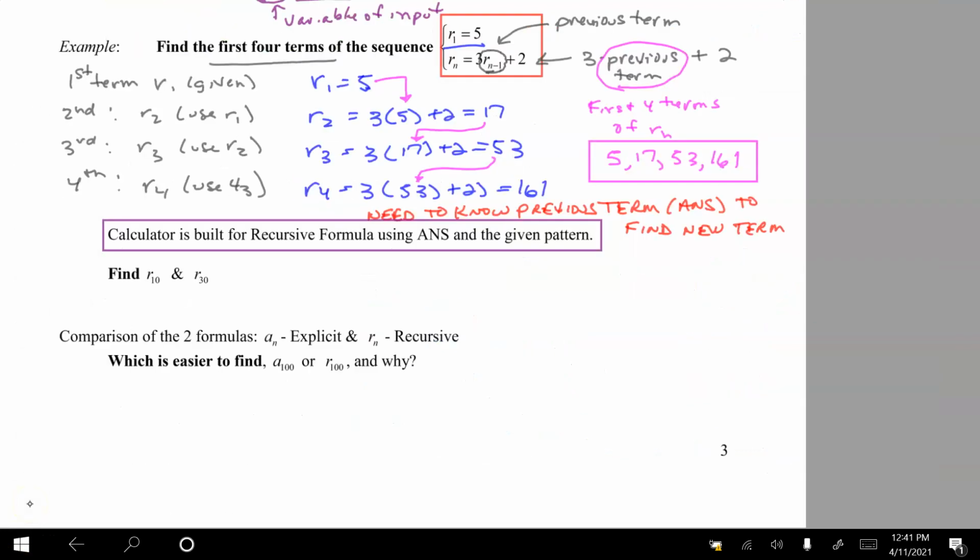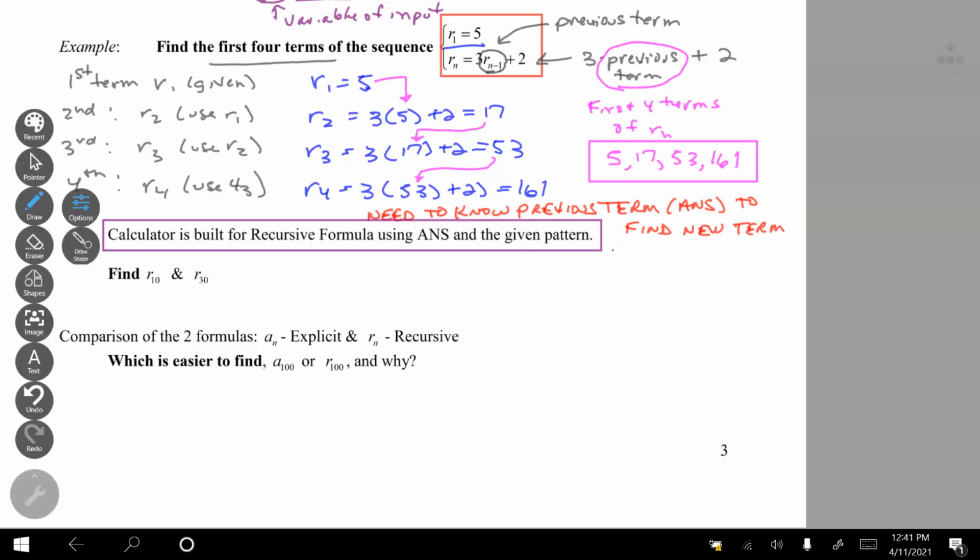So I'm going to show you how the calculator is built for all this. I don't have to do this much explicit work to figure this out. The calculator has a nice little repeat pattern built into it to figure this all out. And the way it's done is, first thing I'm going to do is type in R1 is equal to a number and hit enter.